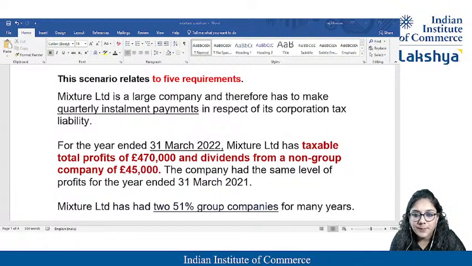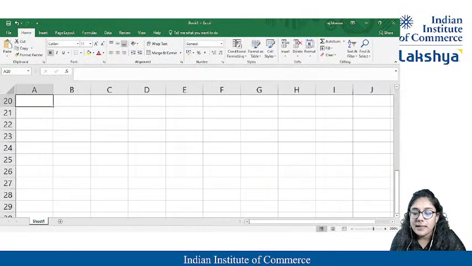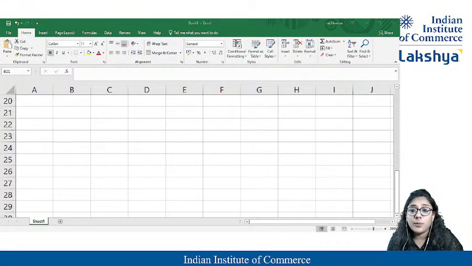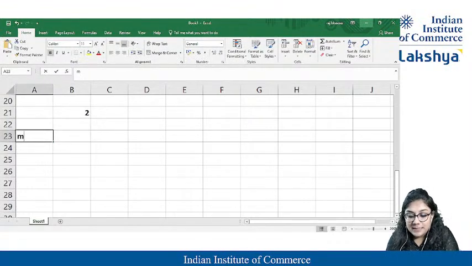Let's write the answer. For me to explain this to you all, Excel is better because I can easily show you the calculations. First and foremost, what is the liability, or what is the total profit? You can write: the mixture's total liability turns out to be what? First, let's write the profits. Second question: Mixture Limited has a total profit of how much?